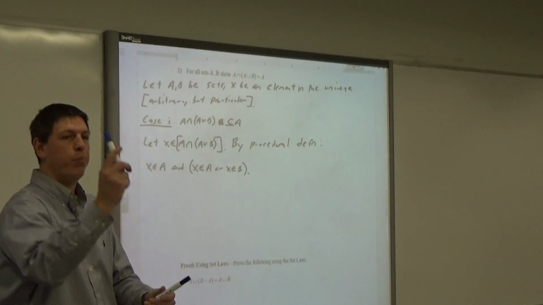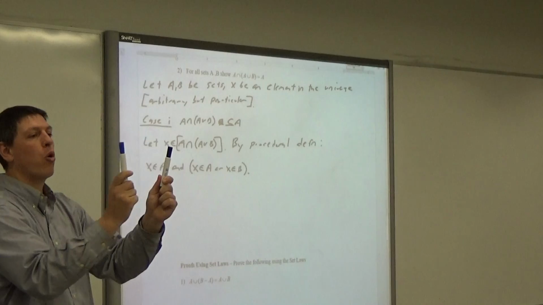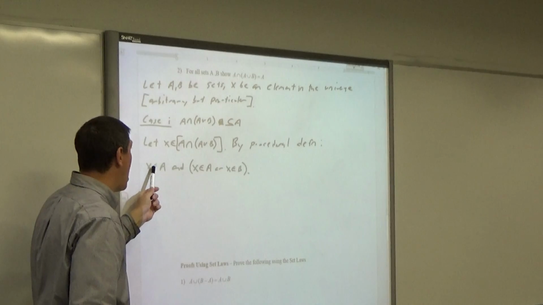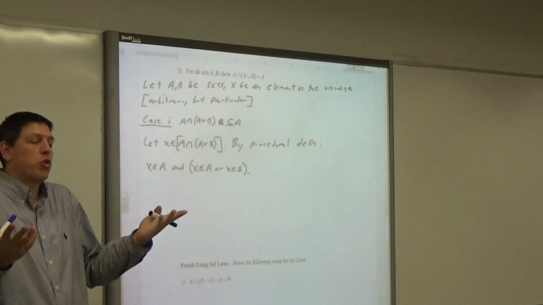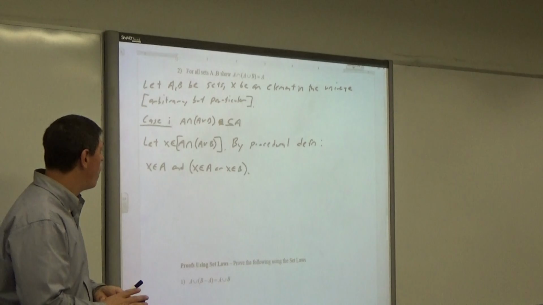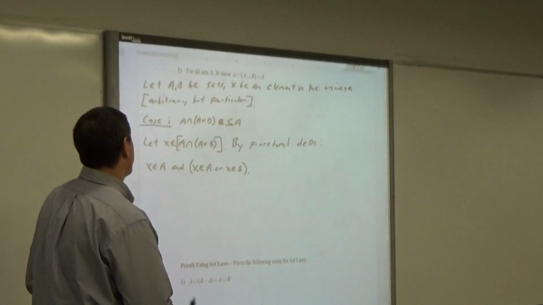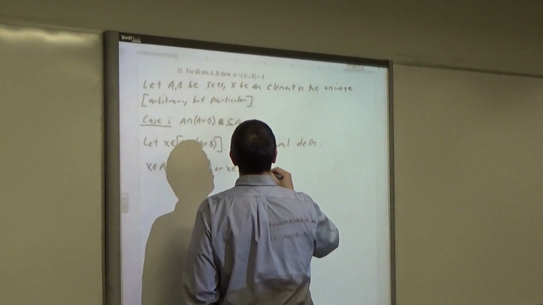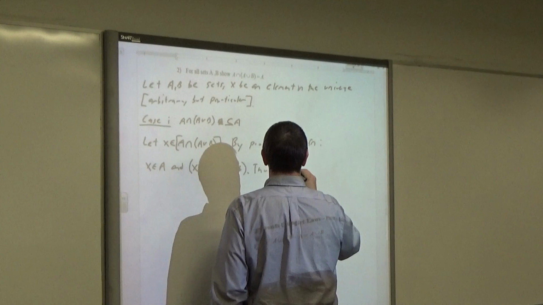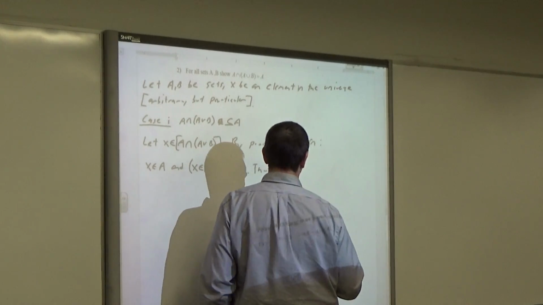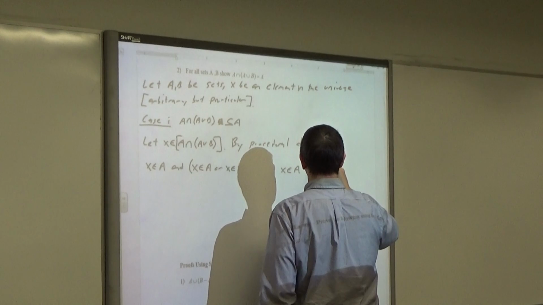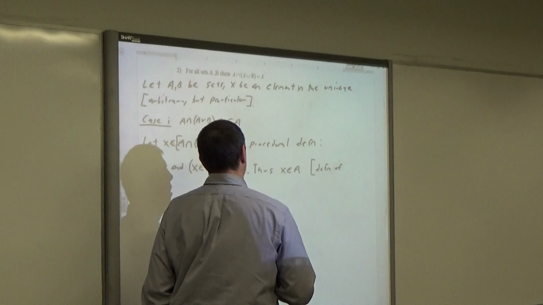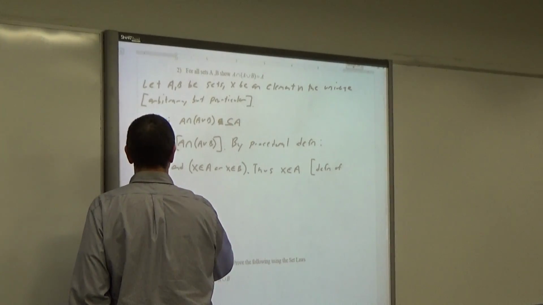I have blue marker and black marker. Which one do I usually write with? Black marker, so I pick black marker. With an AND statement, I can pick either one of these that I want. I'm just going to pick A. That's the definition of an intersection, or the definition of a conjunction. So thus, X is an element of A, and that's the definition of a conjunction.